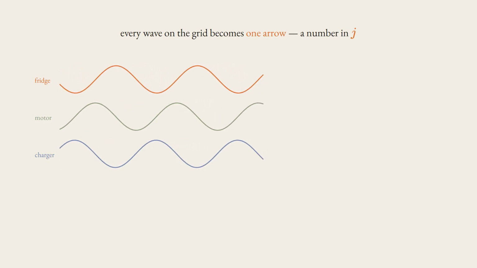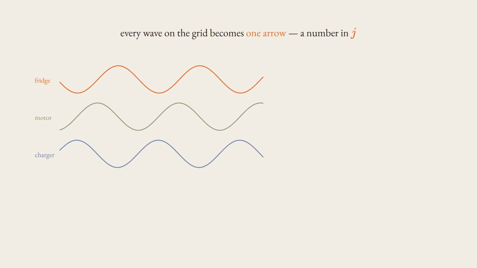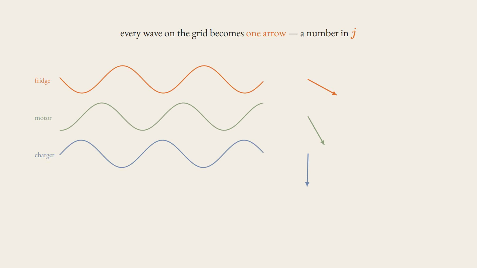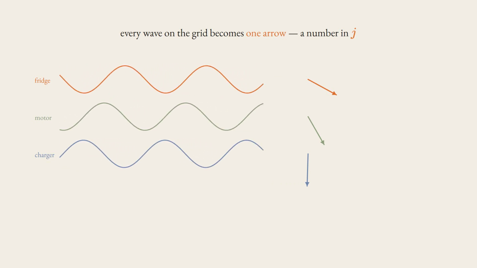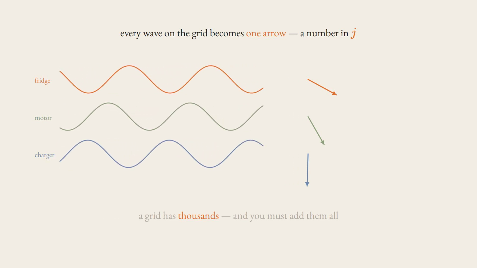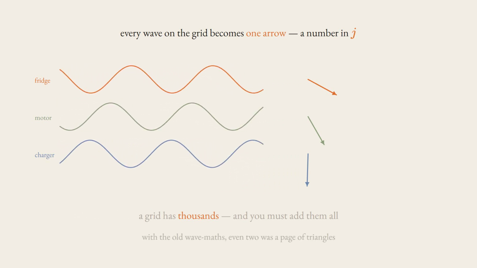Now, watch what that unlocks. On a real power grid, every wave, your fridge, a motor, a charger, becomes one of these arrows. One clean number, written with J. But a grid has thousands of them, all slightly out of step, and the engineer has to add them all together. With the old wave mathematics, adding even two was a page of triangles. A whole grid was practically hopeless.